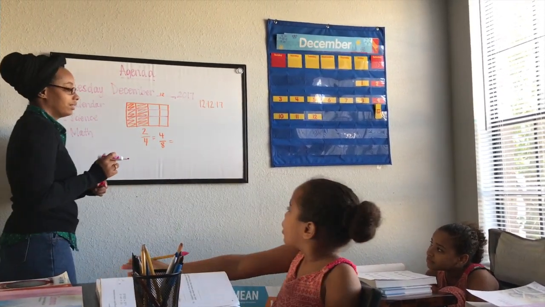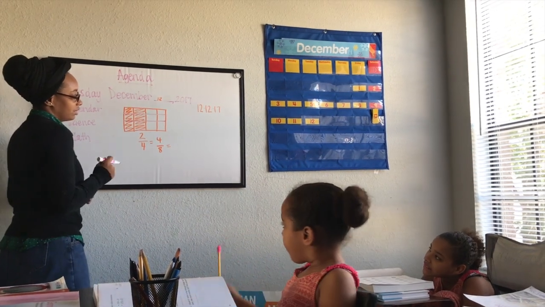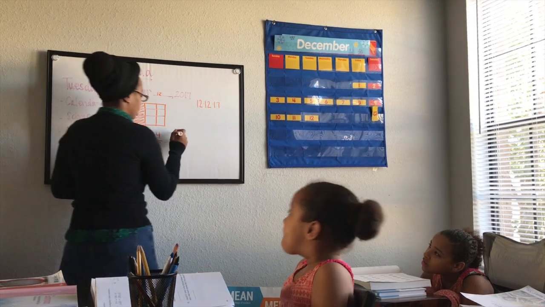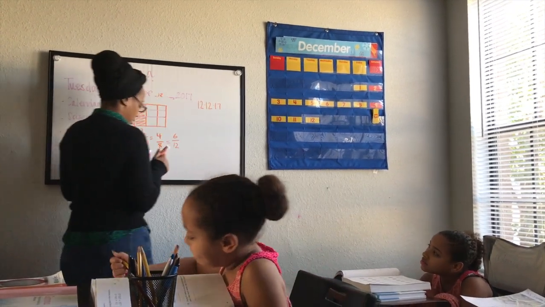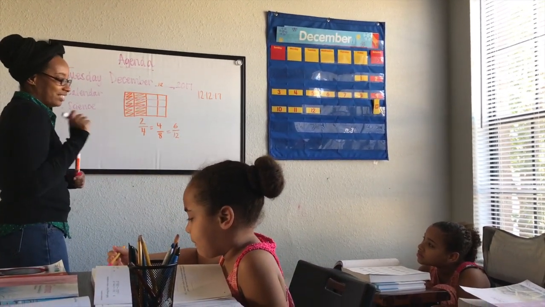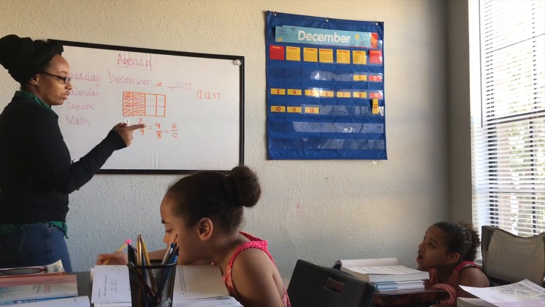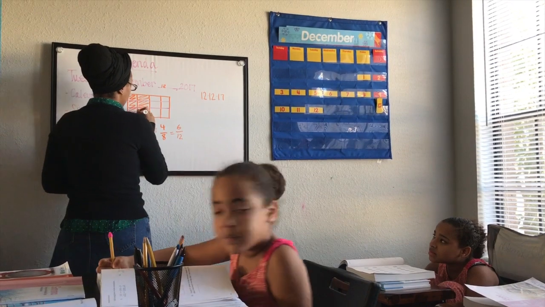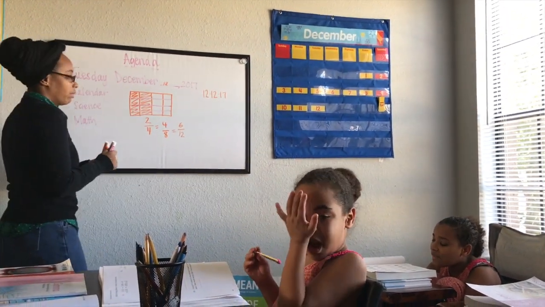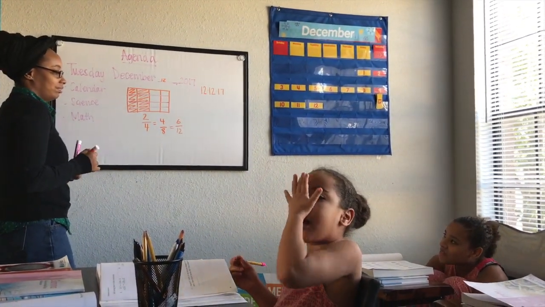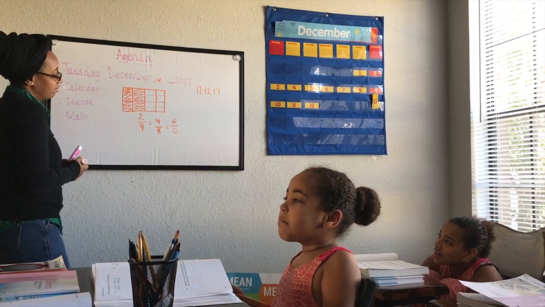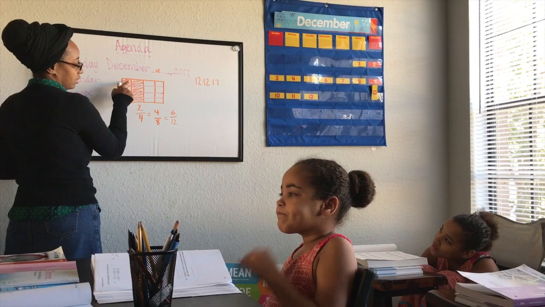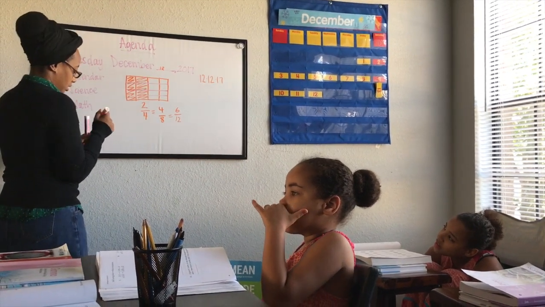So now what do you have? 6 over 12. 6 over 12. Very good. They didn't stop there though. They did it a couple more times. Okay? So they added another line. So now what do you have? 4 over 4. How many are shaded? I mean, 8 over 16. 8 over 16.